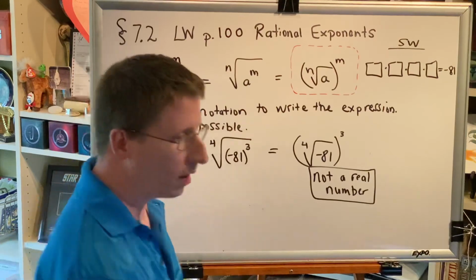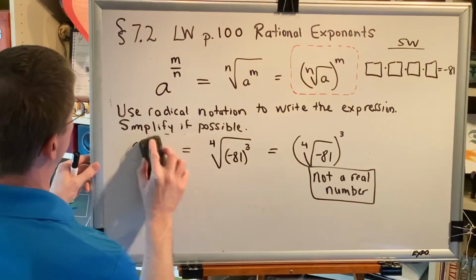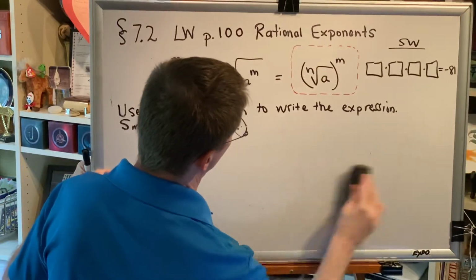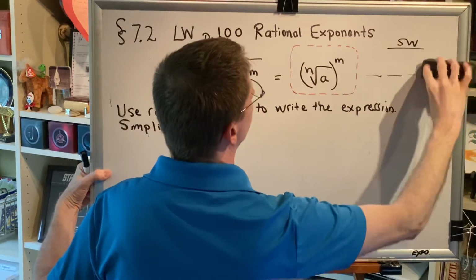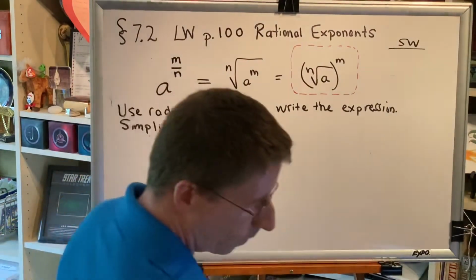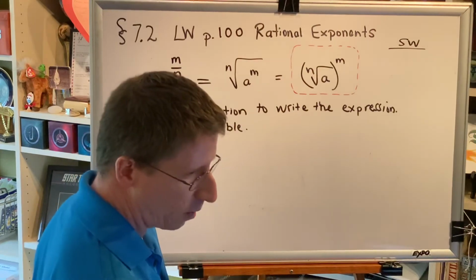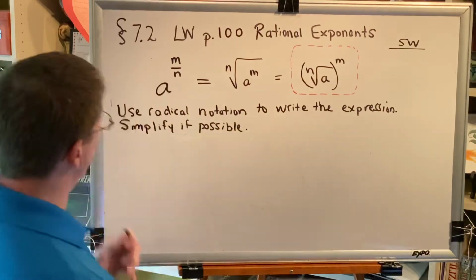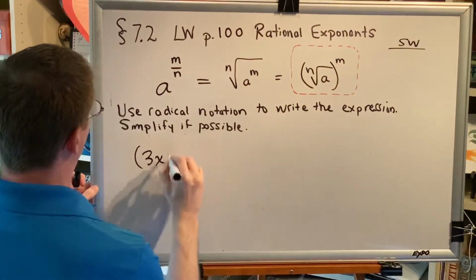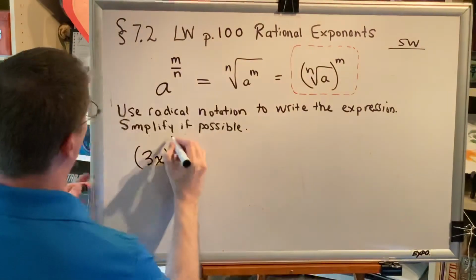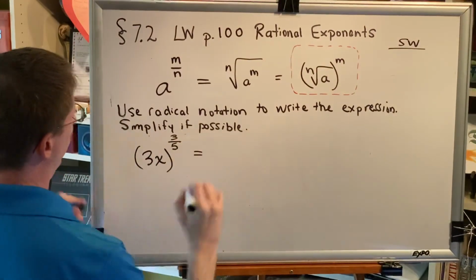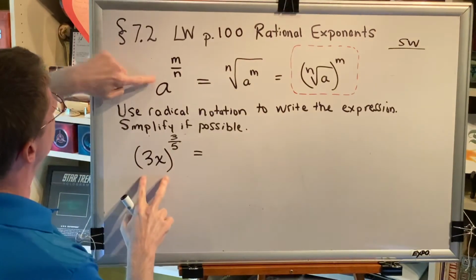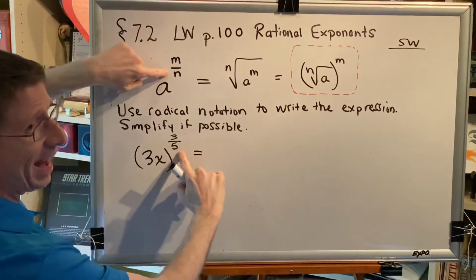Okay, let's do one last one. Use radical notation to write the expression. Simplify if possible. Assume that all variables represent positive real numbers. Okay, so the base, a, is 3x in parentheses, m is 3, n is 5.